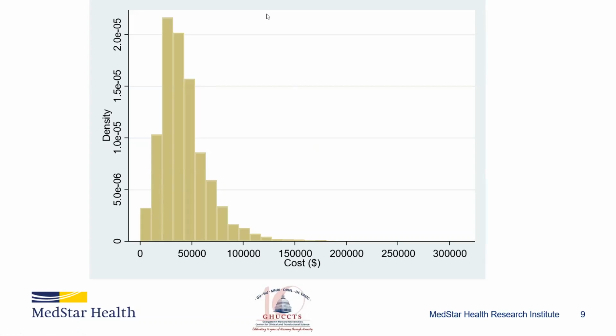You might ask, well, why don't you do a log transformation or something like that? Well, the problem is you can transform this all you want, but you still come up with a skewed distribution. So we're going to model cost as a gamma distribution.